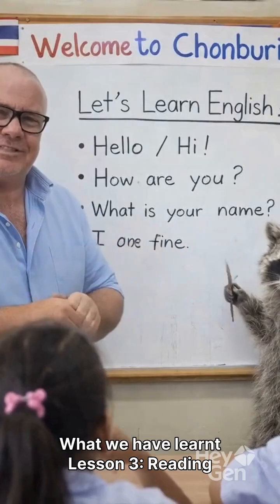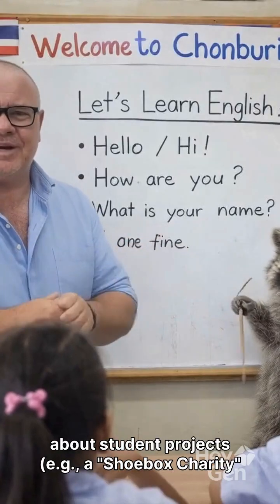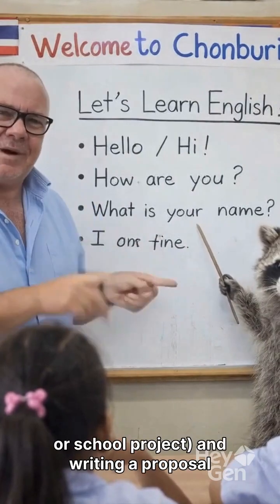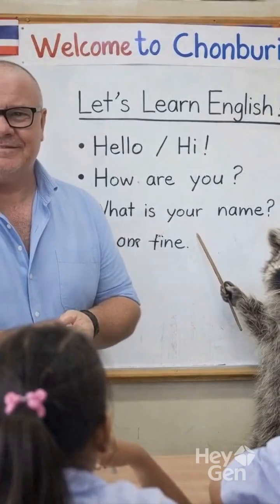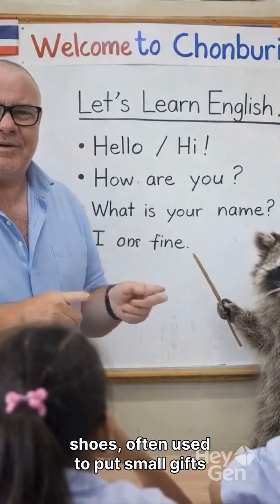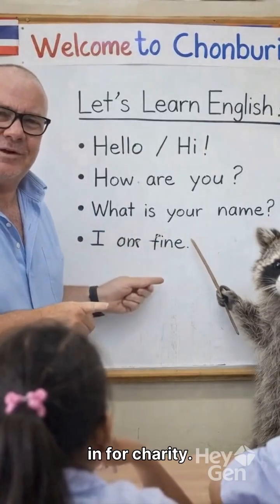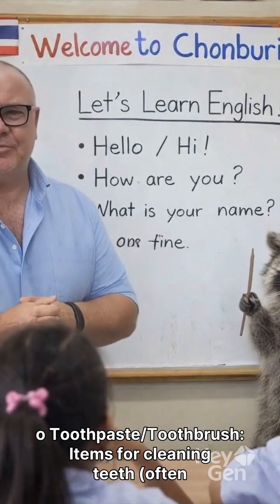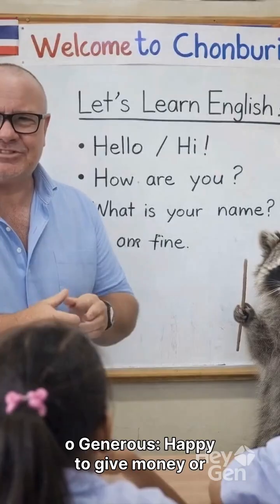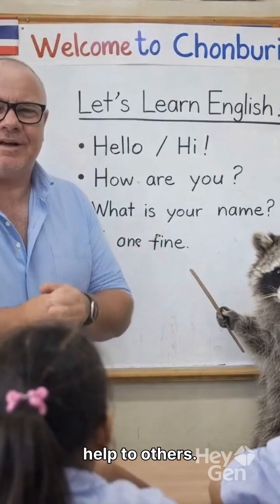What we have learnt in Lesson 3. Reading about student projects, e.g., a shoebox charity or school project, and writing a proposal for a community event. Key vocabulary. Shoebox: a box for shoes, often used to put small gifts in for charity. Toothpaste/toothbrush: items for cleaning teeth, often donated. Generous: happy to give money or help to others.